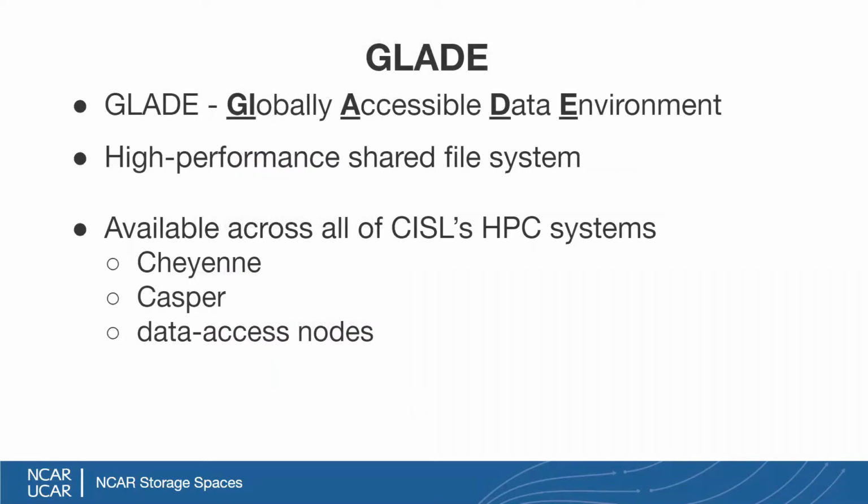So Glade, as you might expect or might already know, is an acronym for Globally Accessible Data Environment. It's a very high performance shared file system. Underneath the covers is GPFS, or Spectrum Scale from IBM. All of Glade is available across all of CISL's HPC systems. Today that's Cheyenne, Casper, and a little known, not commonly used area, what we call the data access nodes.